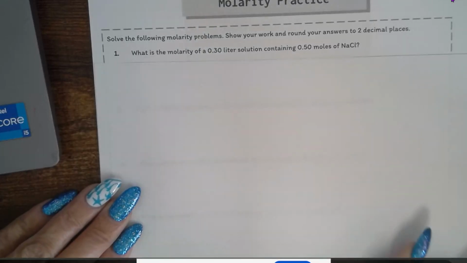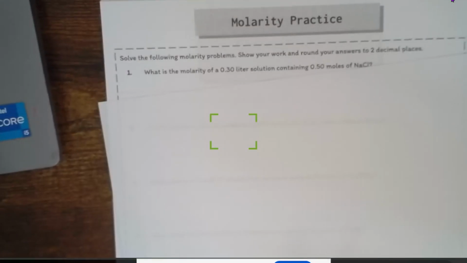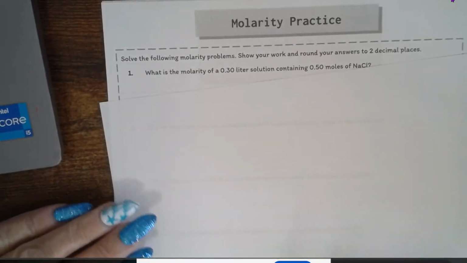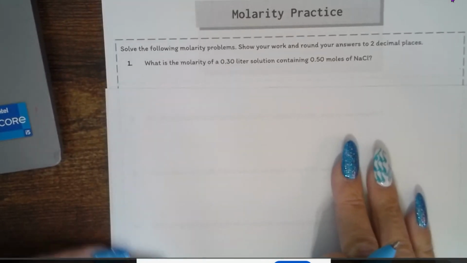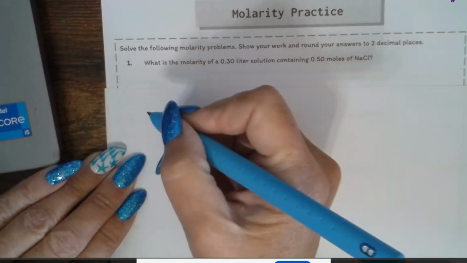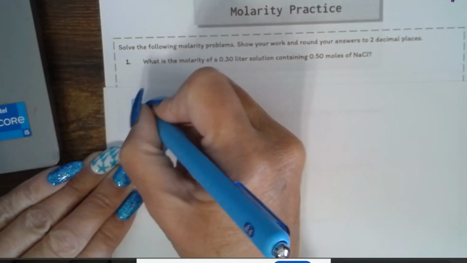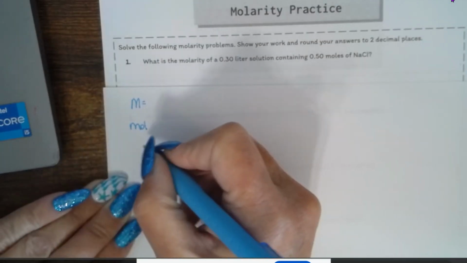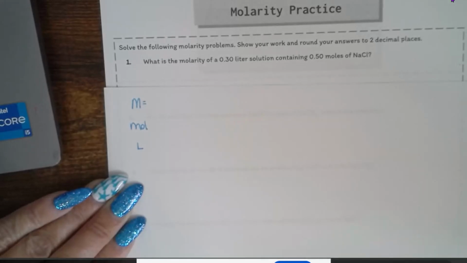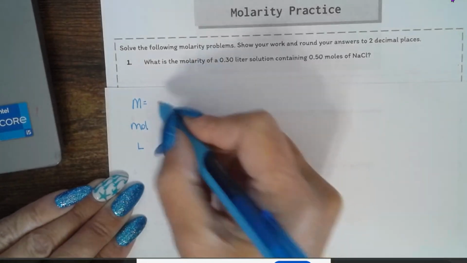And I'm going to leave myself a little bit more room for writing here. Okay, there we go. So I'm going to write down what I've got here, or what I need in the end. So I need big M, I need moles, and I need liters. Okay, so let's see what I have. It's asking me what is the molarity. So I'm going to be figuring out capital M.